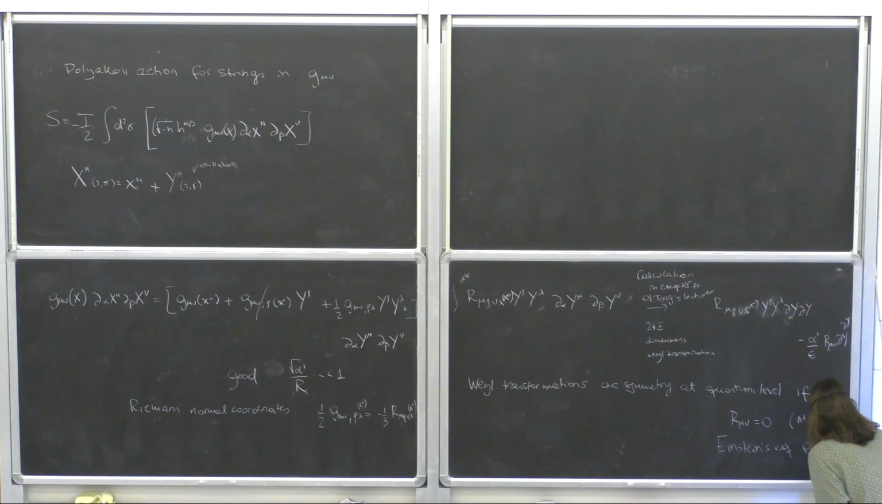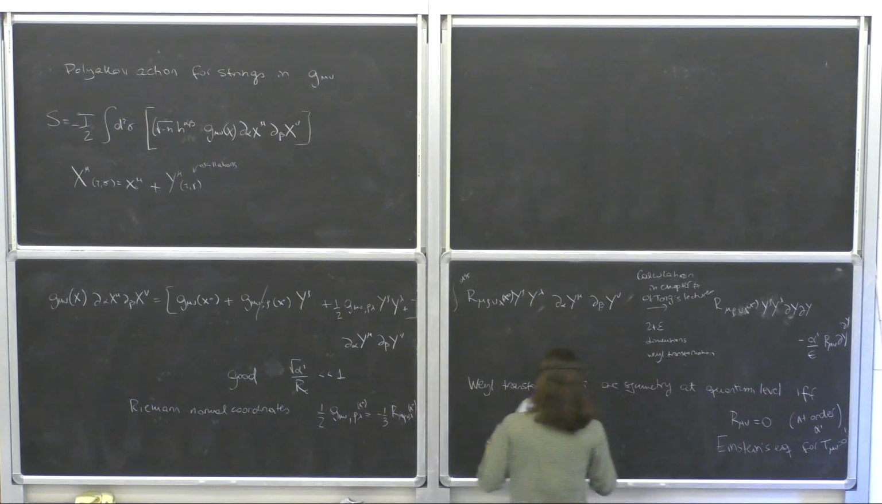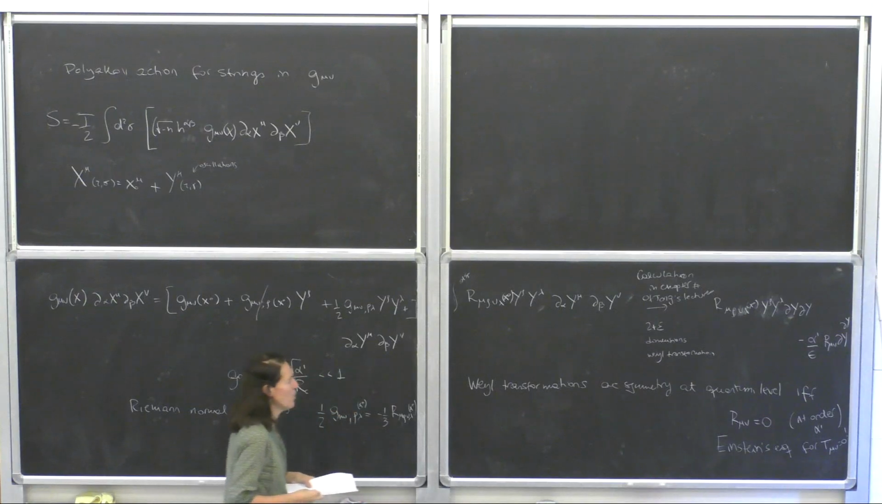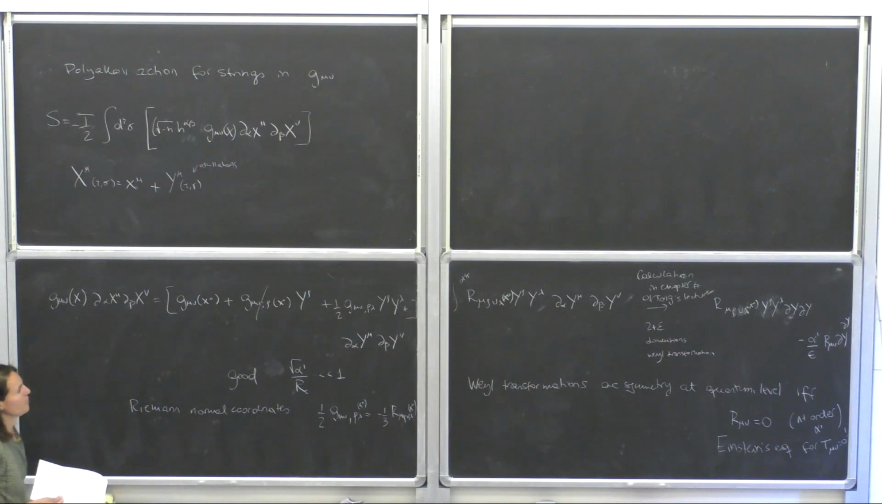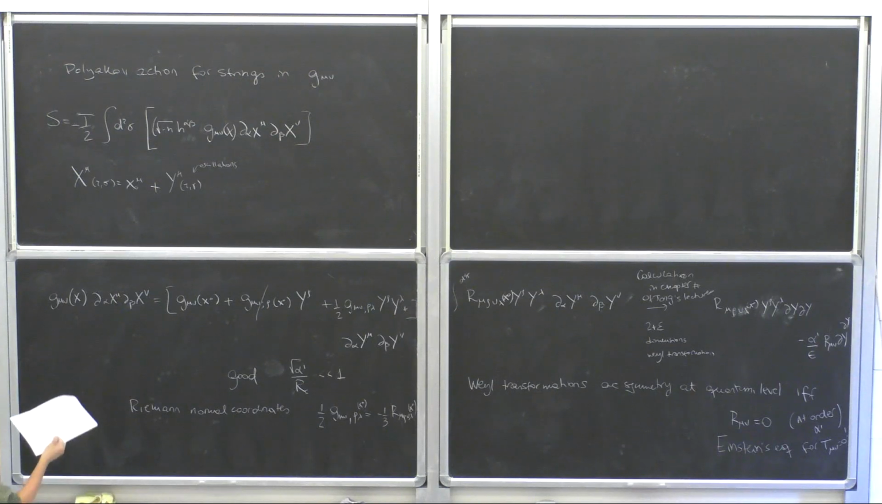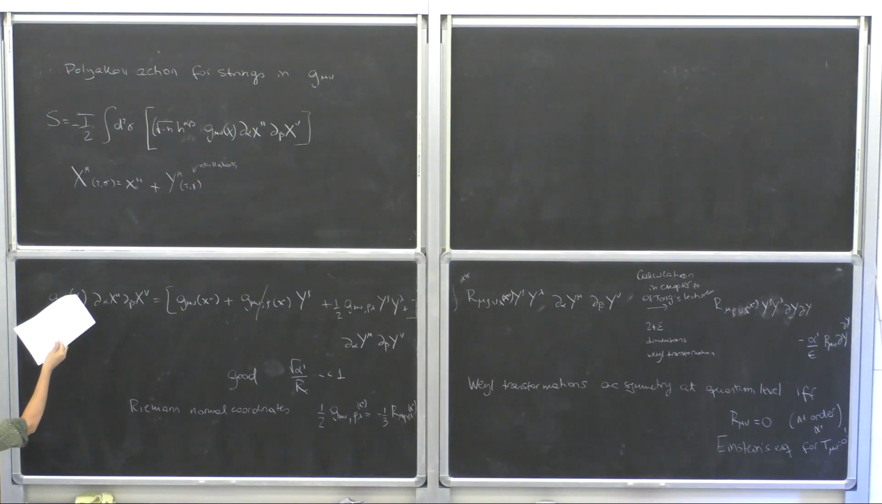For T mu nu equals 0. So we recover a space-time equation from requiring Weyl transformations to be a quantum symmetry. So that's great. And the lesson is you cannot really put any metric that you want.